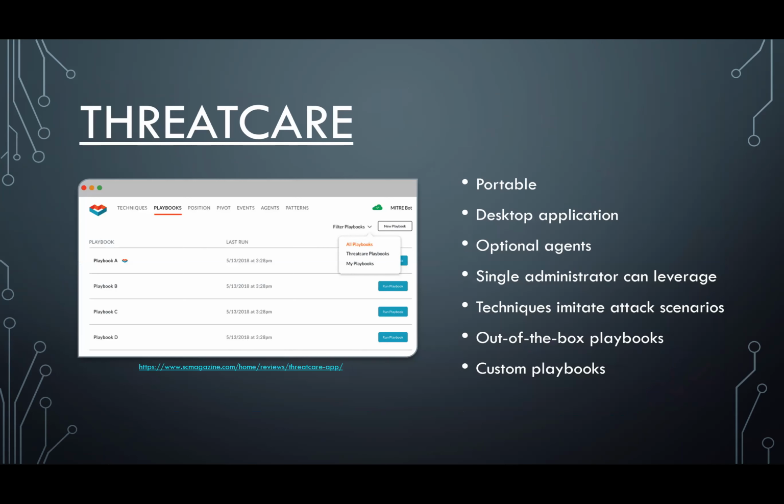And a single administrator can leverage this product and utilize out-of-the-box playbooks or customize their own. And the single administrator is a big point because a lot of these are designed to be run by a security team, and you're not going to find a lot of small businesses or even medium-sized ones that have a full-blown security team. It might just be one IT person in charge of security. So it really is a deal breaker for small businesses. And the playbooks here, the attacks, imitate a variety of attack scenarios as well.